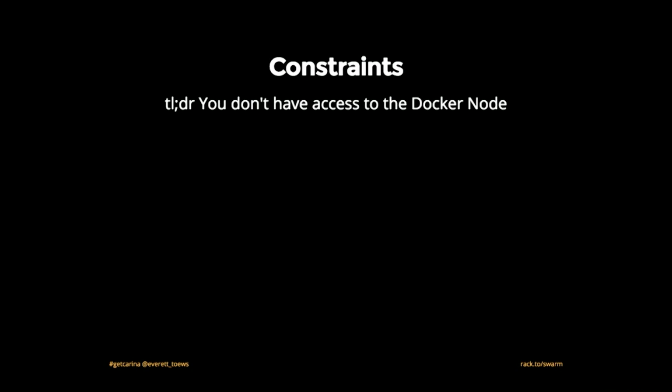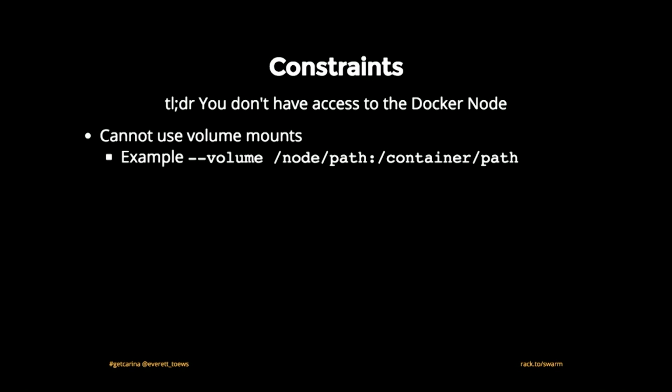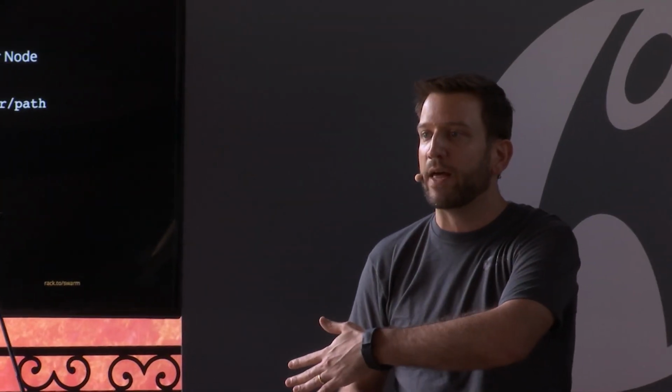There are a handful of constraints that you have to be aware of when you're using Swarm on Kareena. And the too long didn't read is that you don't have access to that underlying Docker node. Okay, so what are the implications of that constraint? You can't use volume mounts. You can't mount anything from the node. So for example, you couldn't use the --volume flag and mount something from the node path to a container path. You'll get an error if you try to do that and access the underlying system that way.